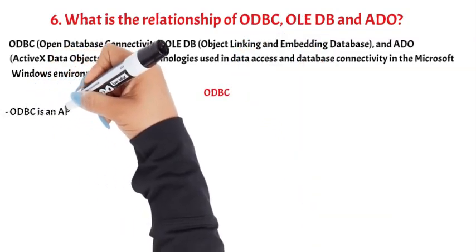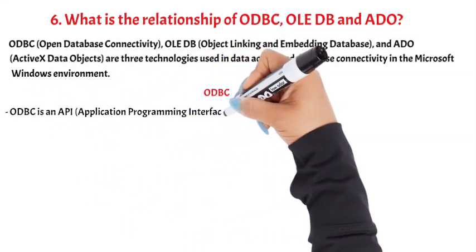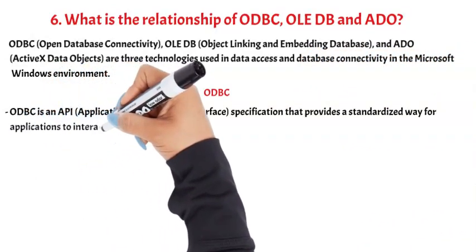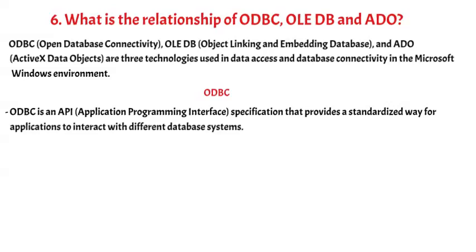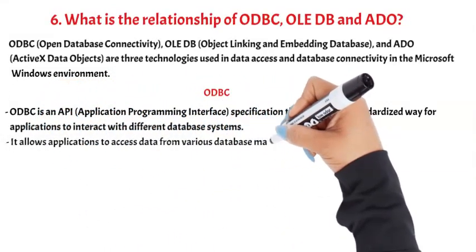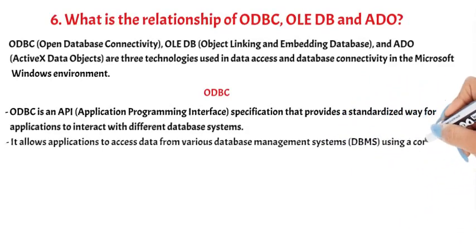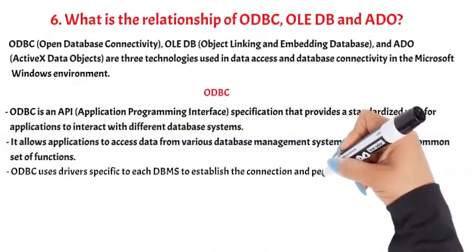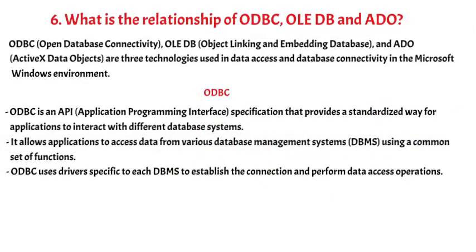ODBC. ODBC is an API (application programming interface) specification that provides a standardized way for applications to interact with different database systems. It allows applications to access data from various database management systems (DBMS) using a common set of functions. ODBC uses drivers specific to each DBMS to establish the connection and perform data access operations.